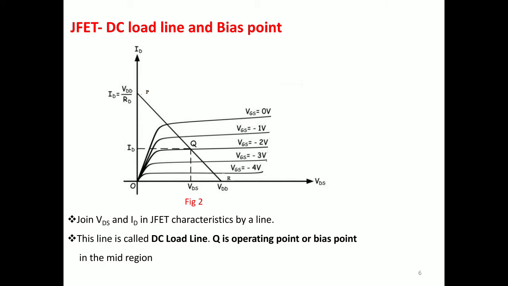Here in the y axis we have the ID value VDD by RD. In the x axis we have VDD. Join these 2 points and we will get one straight line. This is nothing but your DC load line. So apply the DC voltage, note down the values, and from this graph identify the Q point, that is the operating point. This Q point should be in the middle of the region. This is your DC load line and the biasing point. So operate the transistor at this Q point.